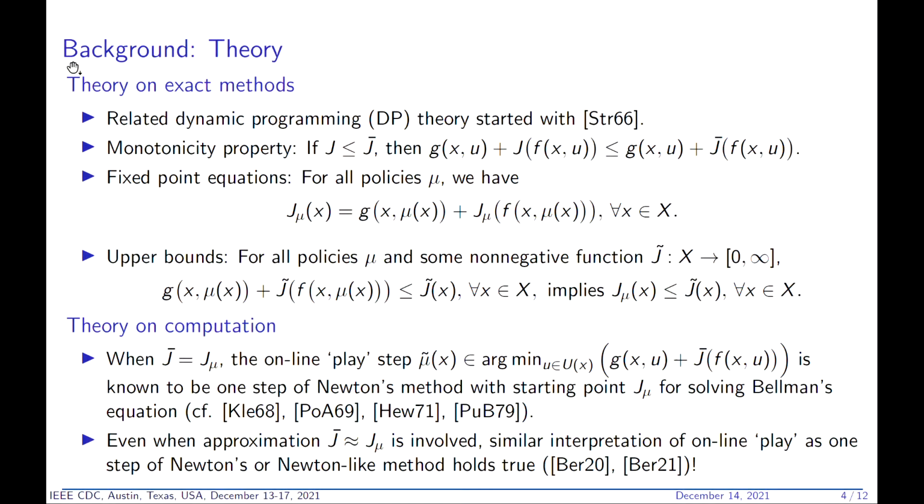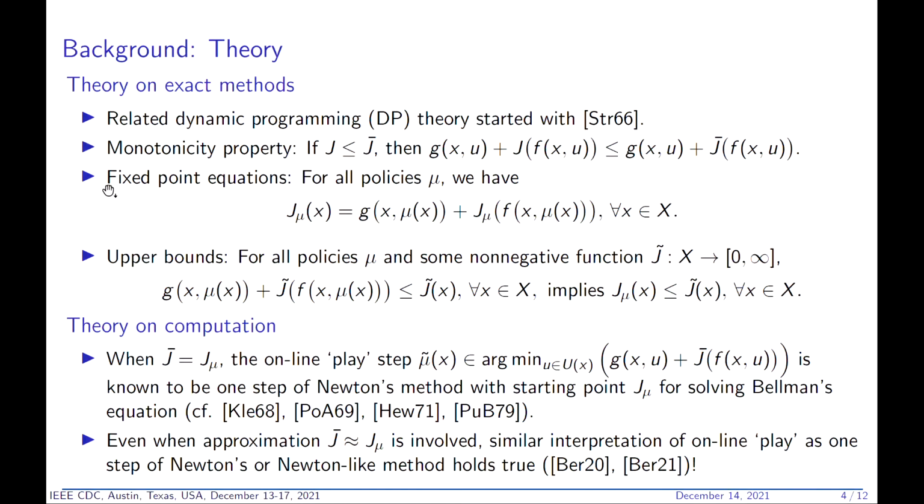Now let's introduce the background of our study to put our contribution in context. The related DP theory dates back to the 60s, and the fundamental property that we rely on is called monotonicity, which states that if we have two functions of states, one bounded by another, then when we evaluate their value at the next state, we have this inequality due to the assumption. By adding the same stage cost on both sides, we preserve the inequality.